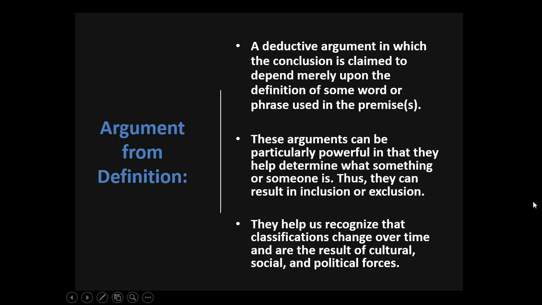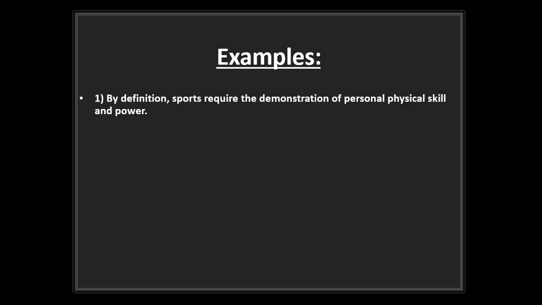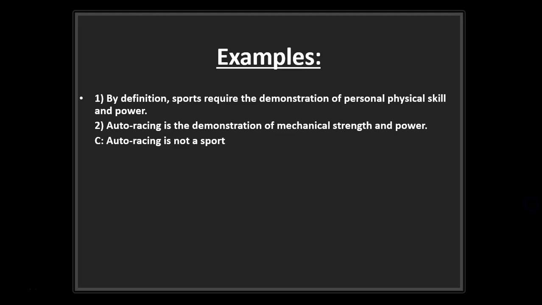They help us recognize that classifications change over time and are the result of cultural, social, and political forces, right? If you've ever heard somebody just say, well, first we got to define our terms, then you understand this form of argumentation. All right, let's look at some examples to flesh this out. By definition, sports require the demonstration of personal physical skill and power. Auto racing is the demonstration of mechanical strength and power. Therefore, auto racing is not a sport.